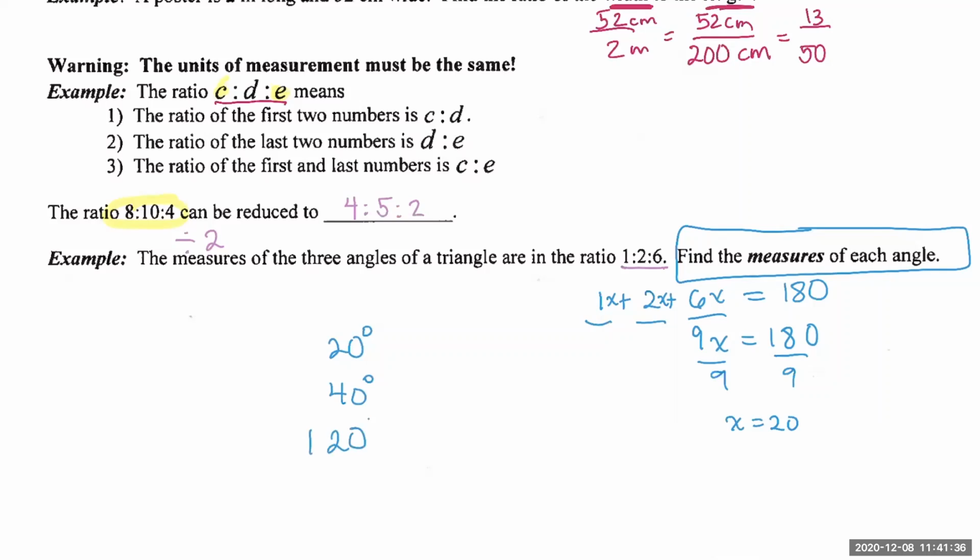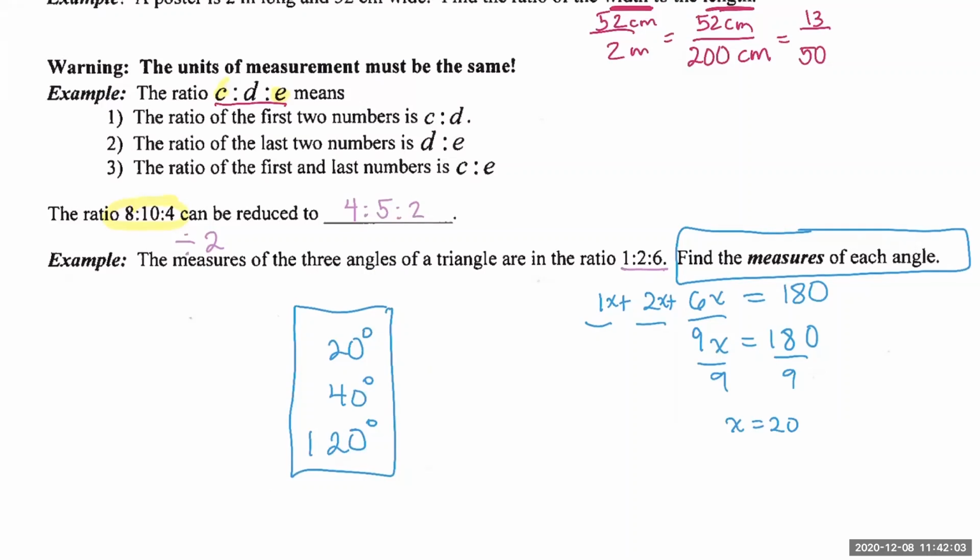Okay, so you guys wrote 120. That makes sense because 20 times 6 is 120. So all I'm doing is plugging it back into each one of these. And then that makes sense because do these measures add up to 180? Do these all add up to 180? Yes. Okay, so those are proportional to each other with that ratio of 1 to 2 to 6, and they add up to 180 degrees.